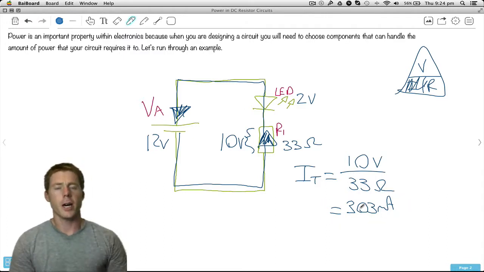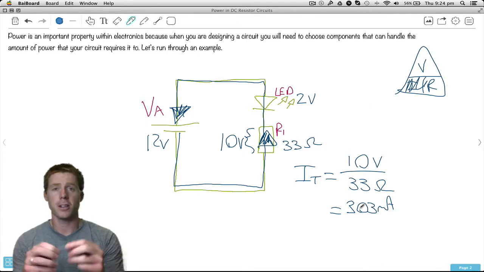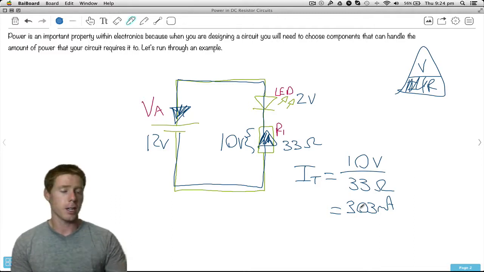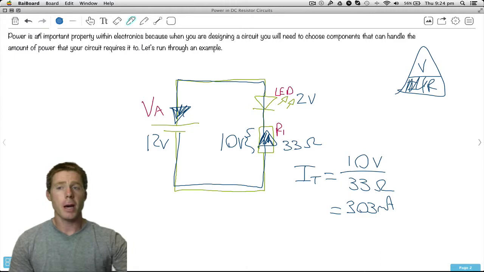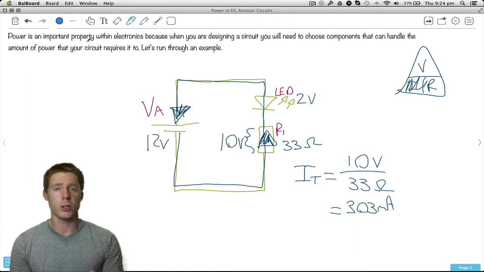But what actually happened to the resistor? The resistor burnt out. You could see that smoke was literally coming out of that thing. It was getting so hot it could not handle what we were trying to make it handle, and that's what I'm talking about up here. Power is an important property within electronics, because when you're designing a circuit, you will need to choose components that can handle the amount of power that your circuit requires it to.